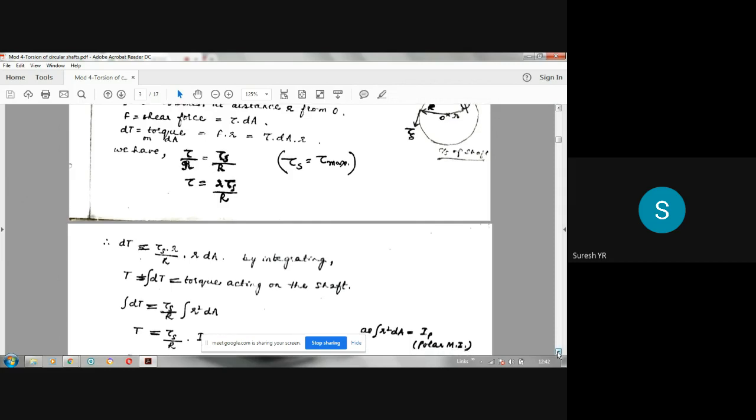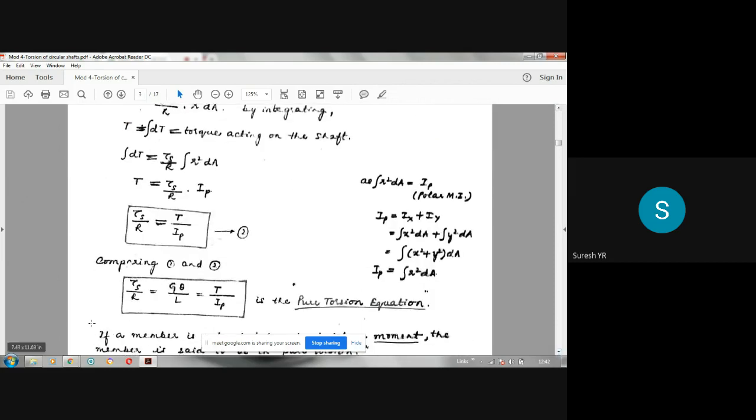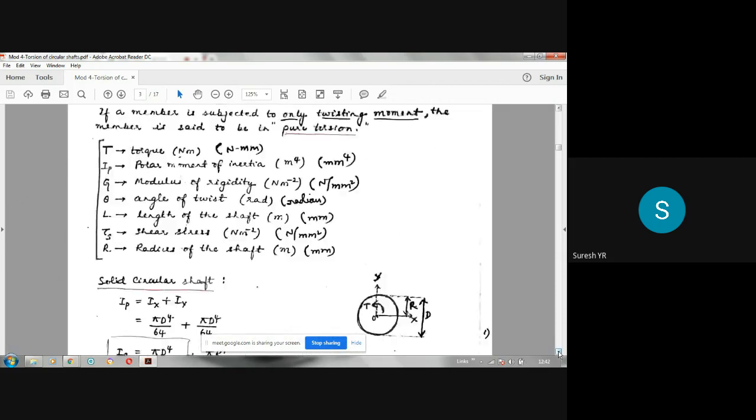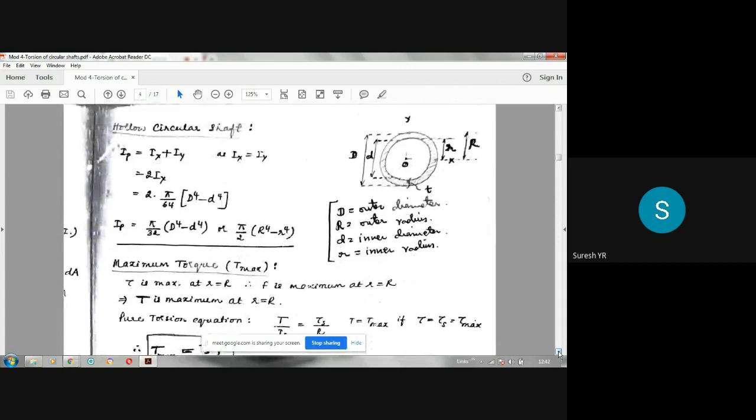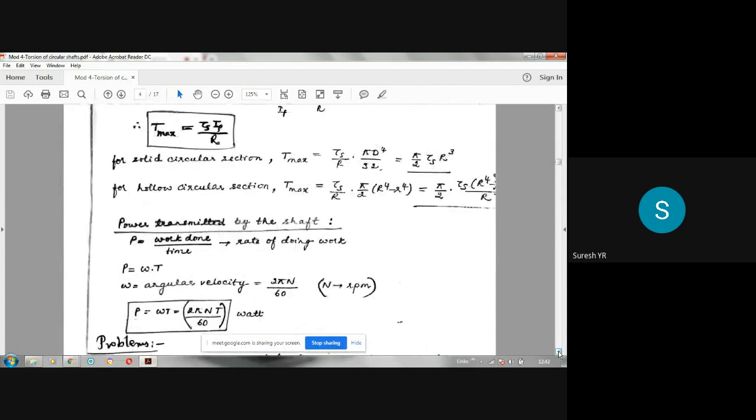So if you use that equation, this becomes tau by small r. Tau by small r is equal to G theta by L is equal to T by I. When you want maximum torque, we have to use this. Otherwise, the general equation is tau by small r, because tau by small r is equal to tau S by capital R. So this is the torsion equation, the polar moment of inertia, and the maximum torque.